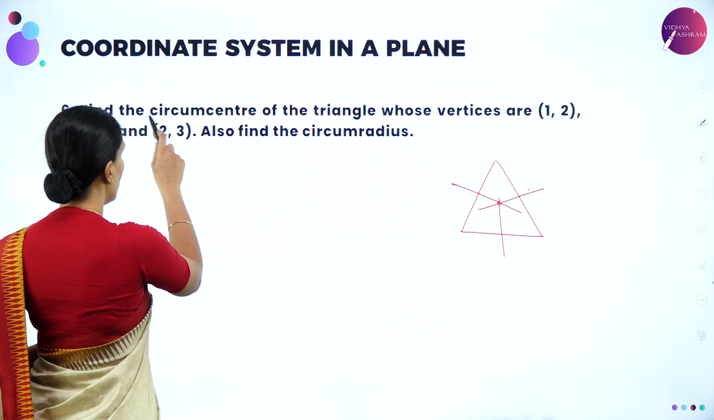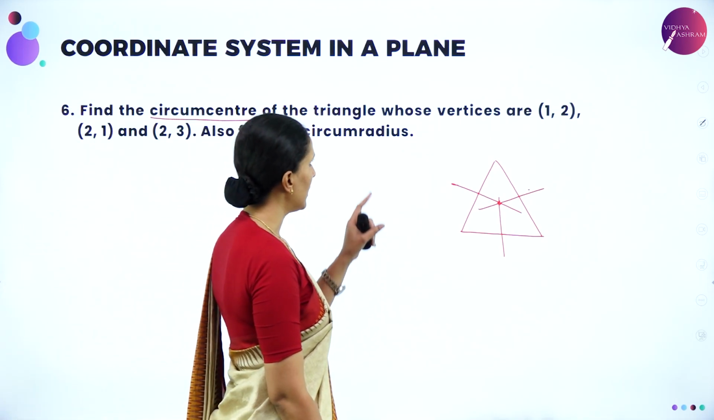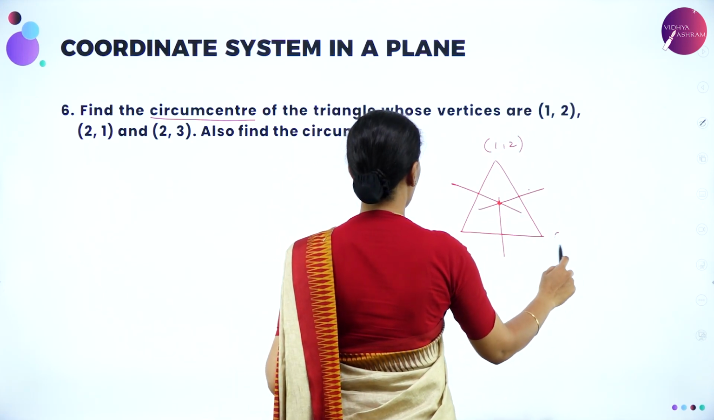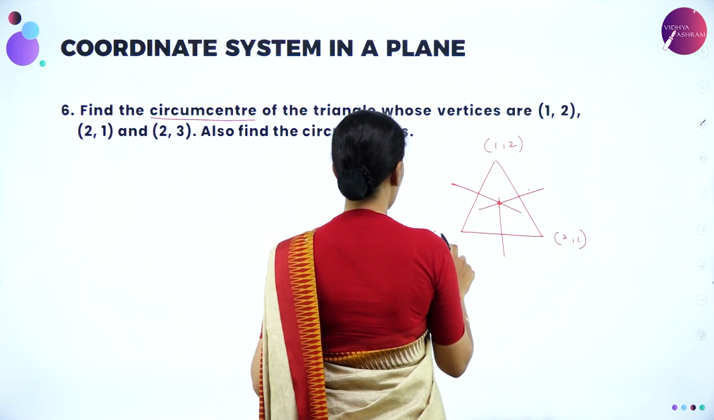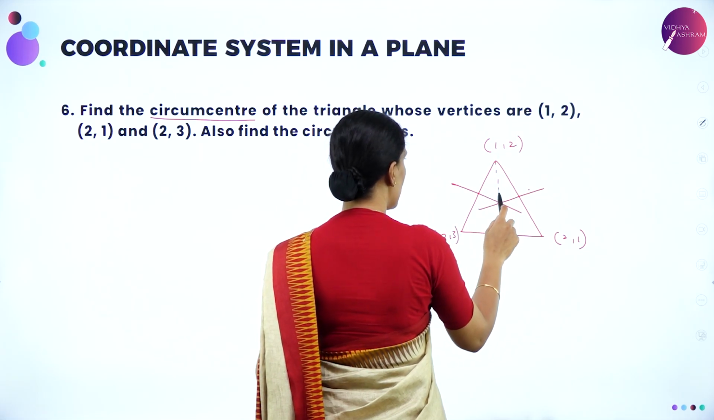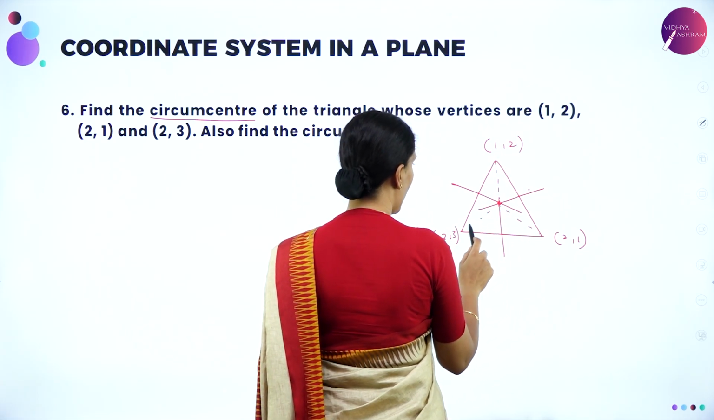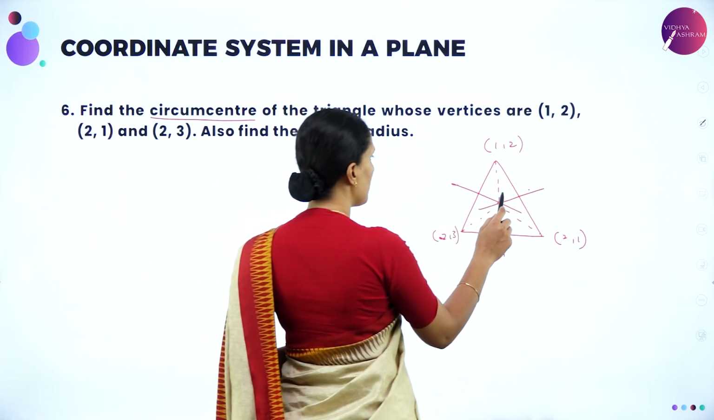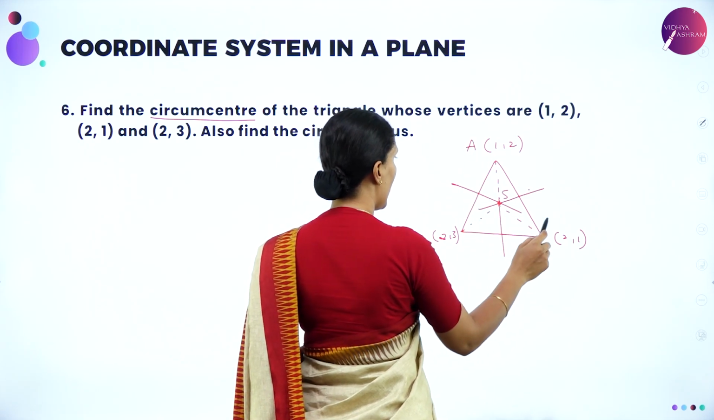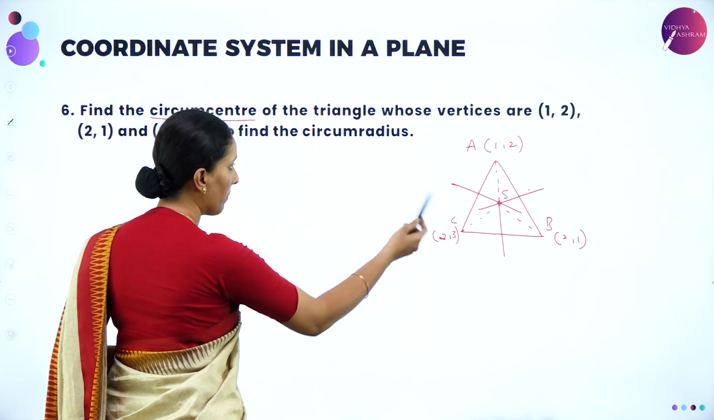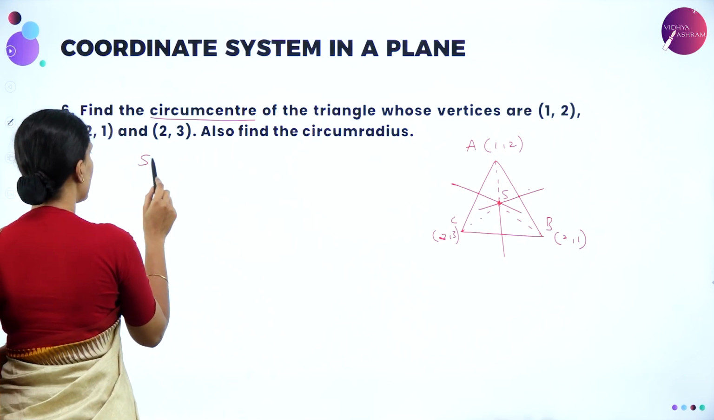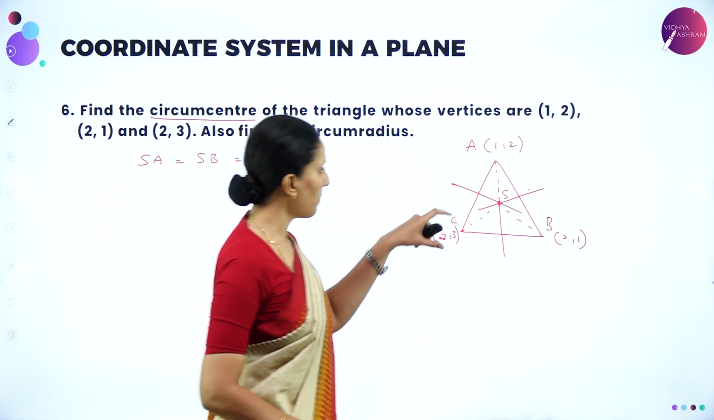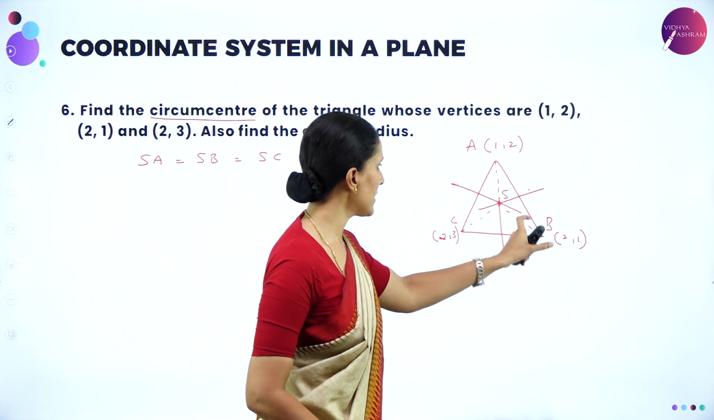So, also if we consider the vertices are (1, 2), (2, 1) and (2, 3), the distance from the circumcenter to any vertex of the triangle will be the same. Suppose I consider this circumcenter as S and these points are A, B, C. So from the figure we can say here SA is equal to SB is equal to SC. So now let us apply the distance formula for SA, SB, SC.